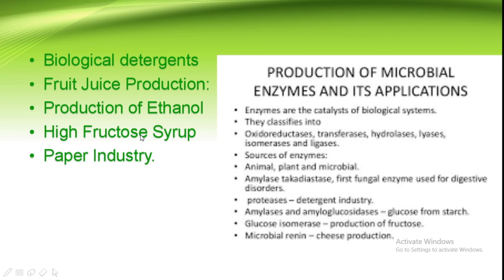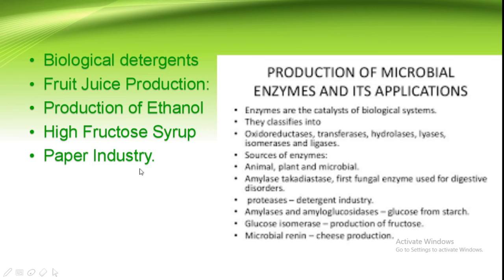Then the high fructose syrup. Fructose is used as a sweetening agent. As you know, it is manufactured from the starch in corn grains. First the grains are converted into a starch slurry, and the enzyme amylase is added. Finally, the syrup is passed through glucose isomerase enzymes, which convert the glucose into fructose. In this way, high fructose syrups are useful.